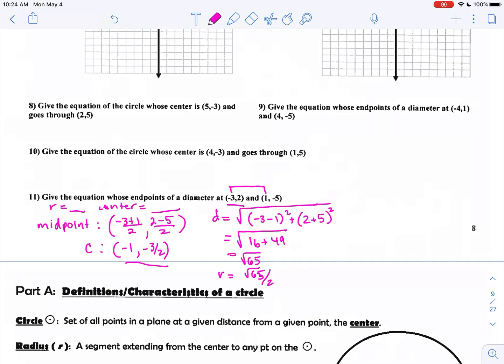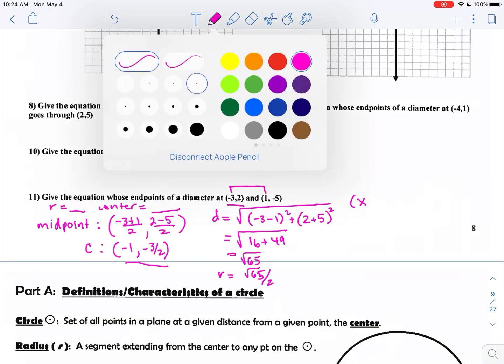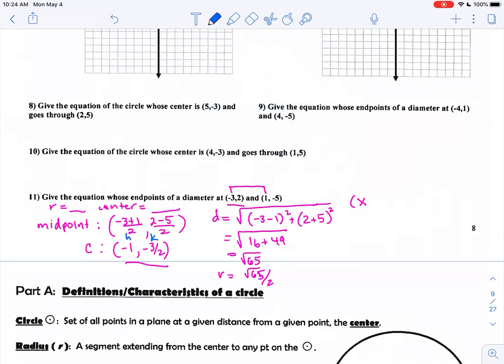And now we plug everything in. The standard form of the equation of a circle is x minus the x coordinate, or h. So, let me switch colors here. This is h right here, this is k, and this is r. Those are the values that we're going to plug in. So the opposite of -1 is +1, squared. Then we have y plus 3/2 squared equals radical 65 over 2 squared.